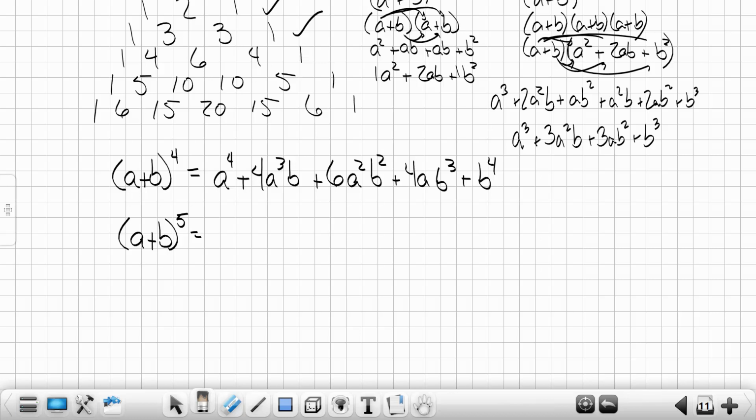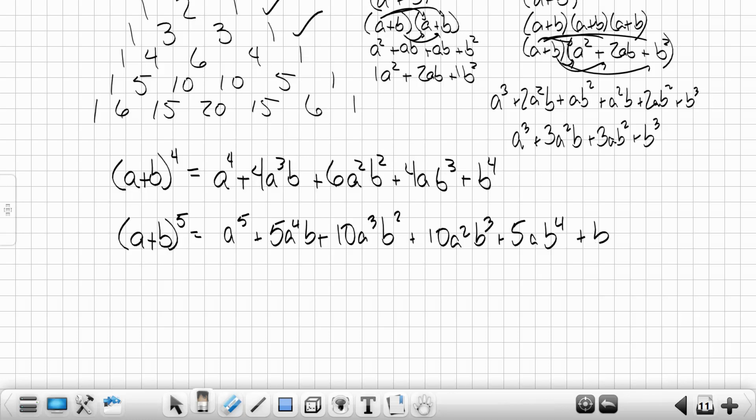All right. a to the fifth plus 5a to the fourth b plus 10a cubed b squared plus 10a squared b cubed plus 5ab to the fourth plus b to the fifth. Okay. There you go.